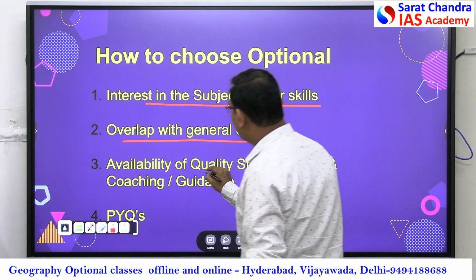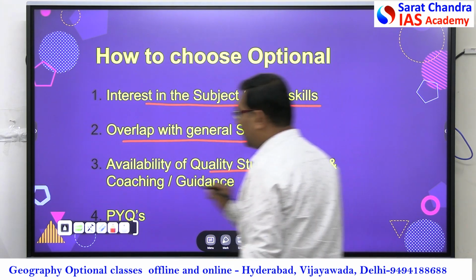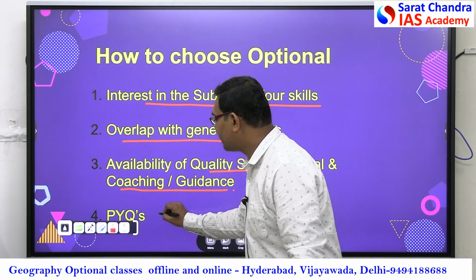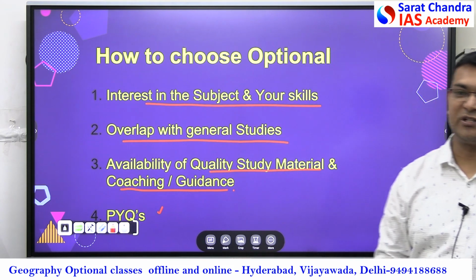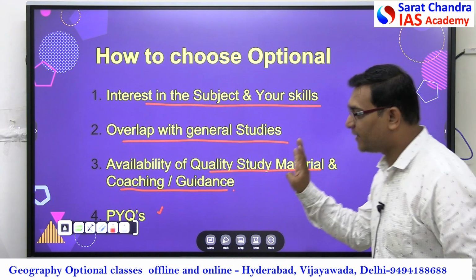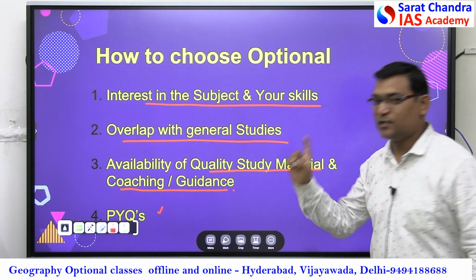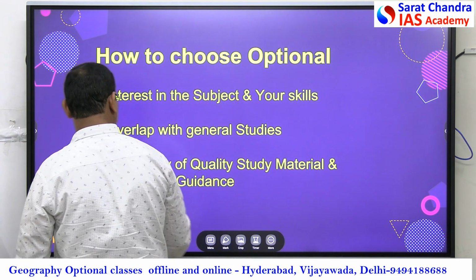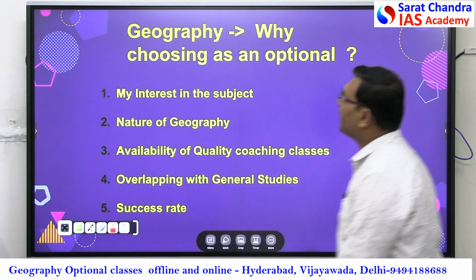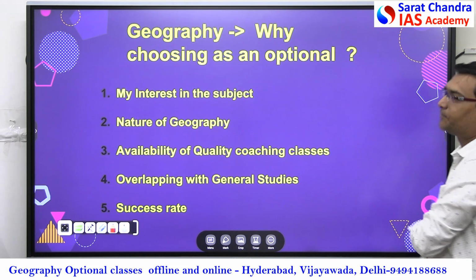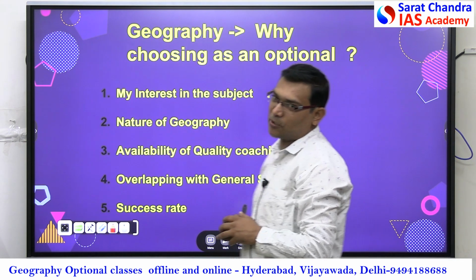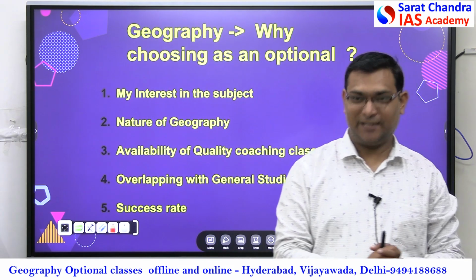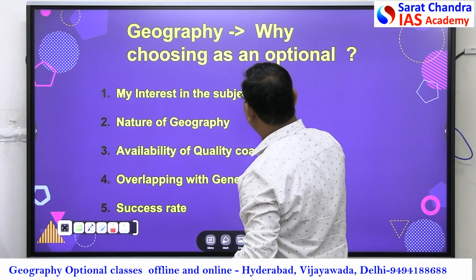Then, availability of quality study material and coaching or guidance. And the fourth one is your previous year's questions. These are the four criteria to choose an optional. Now, as we are moving on, see here. Why choose an optional? Why are you choosing this optional? Sir, you said that it is my interest in the subject. Yes or no? Right? It is my interest in the subject.